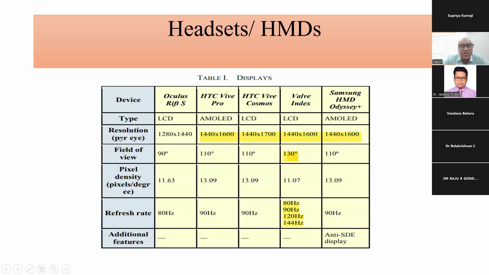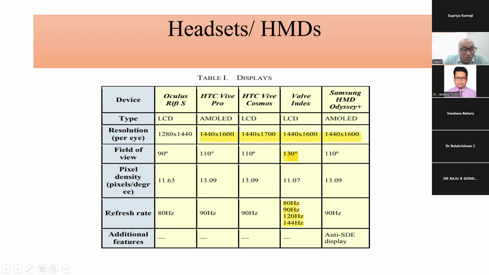Say for example, resolution. I can see the resolution of HTC and Samsung is better than the Oculus Rift. And the field of view of Valve Index is the best. But if you compare the field of view of Valve Index with the pixel density, it decreases. It means there is an inverse relationship between the field of view and the pixels per inch. So either I'll get a better field of view or I'll get a better pixel density.